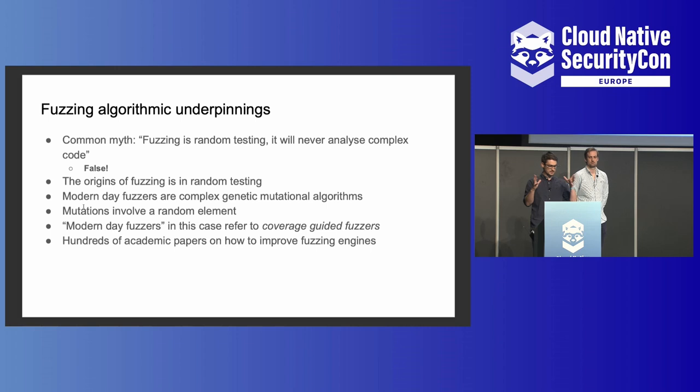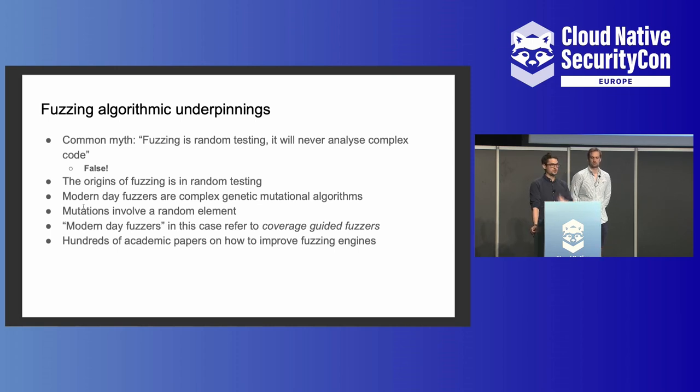So we often get this response when we say, we would like to fuzz your project. We often get a very critical view from us. It's not going to work because it's just random testing. And it's just a false notion in a sense. There are hundreds of academic papers in the last decade exploring how to improve fuzzing. And it did start 30 years ago with basically just catting from random and using that as input to your program. But that's not how it is anymore.